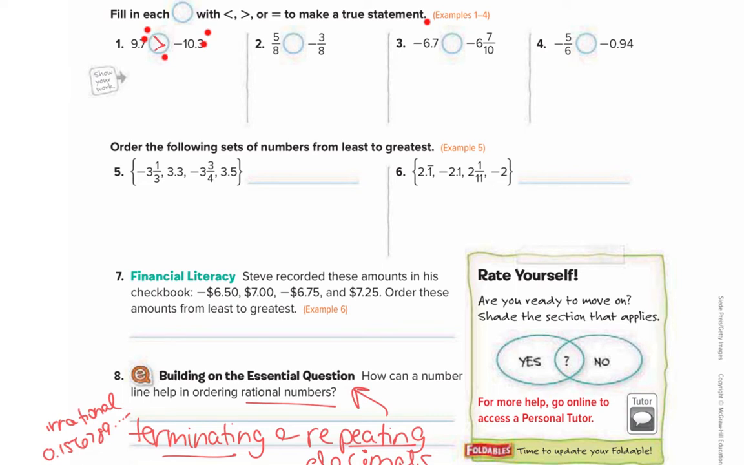Number 2, 5/8 is what to negative 3/8? Same thing, 5/8 is positive and negative 3/8 is negative. So positive numbers are always greater than negative numbers.